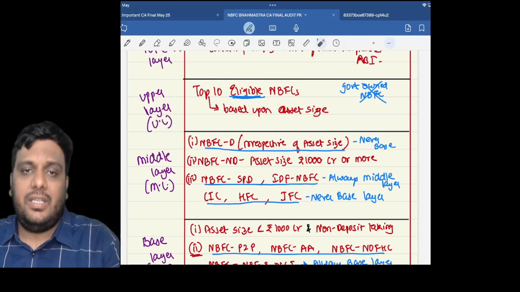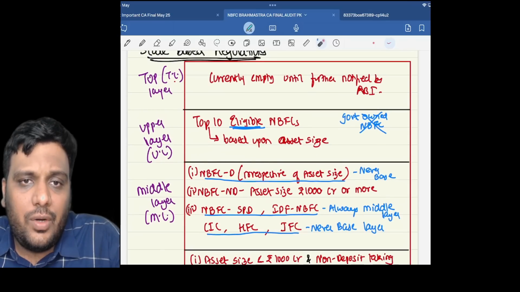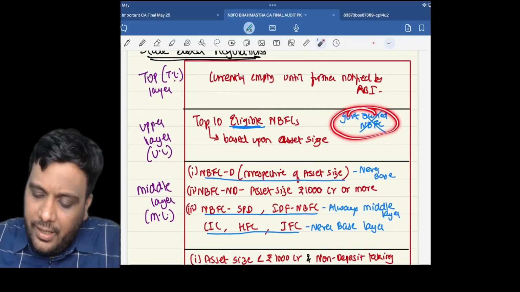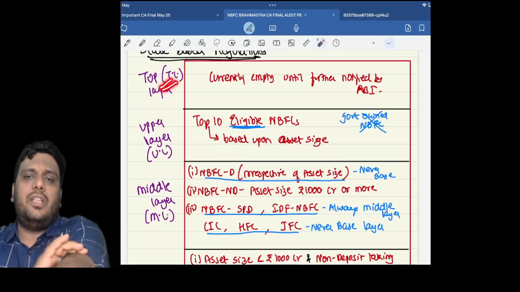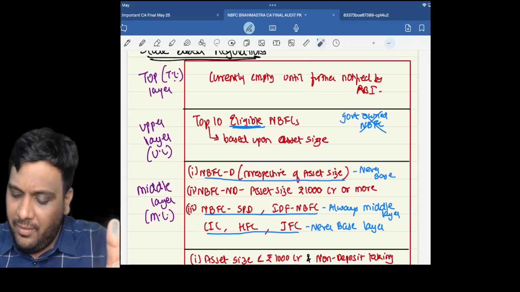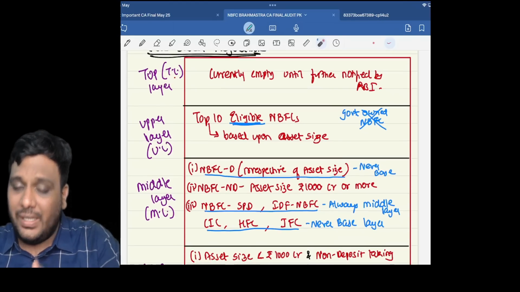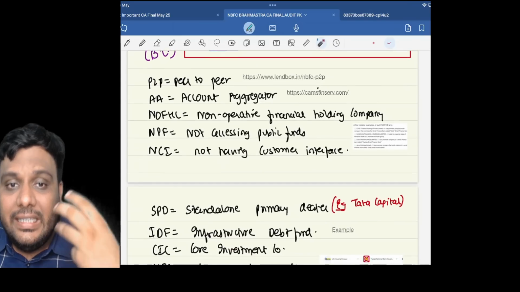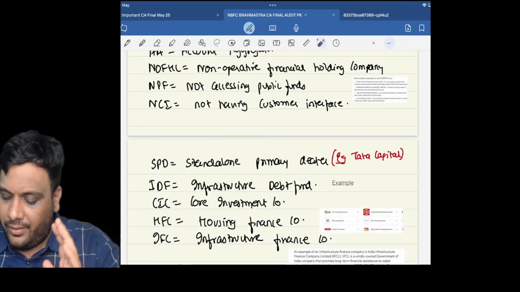Government owned NBFCs will never be in the upper layer. That is what RBI has given. The top layer is currently empty until further notified by RBI. I hope I am clear with this. Yes, all examples and material needed to understand are also given over here.